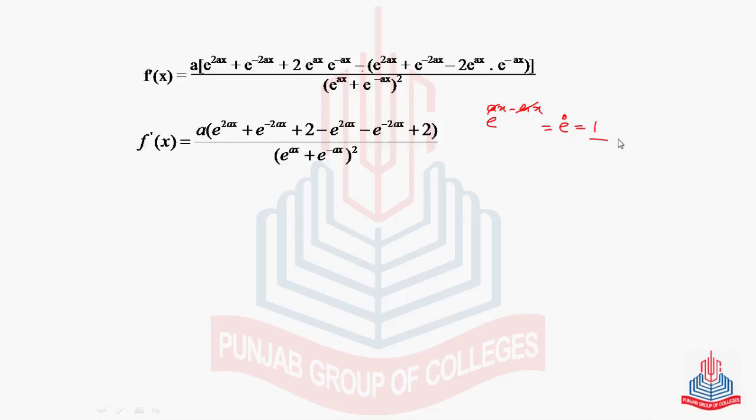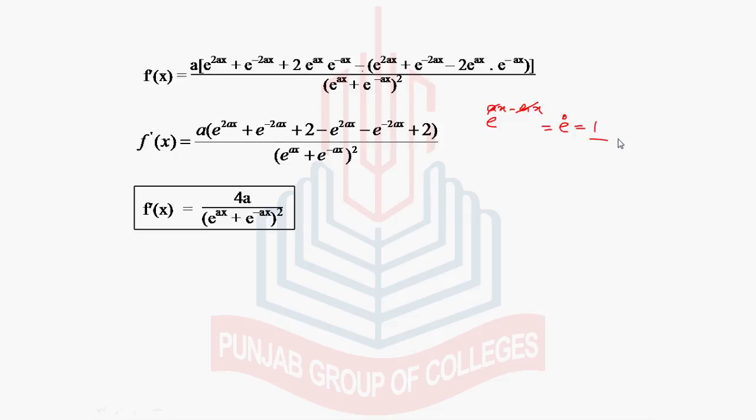So from here, these plus terms will be cancelled out by these minus terms. We have 2 and 2 will be 4, multiplied by a, that will become 4a, and (e raised to the power ax plus e raised to the power minus ax) whole square will be as it is. So finally this one is the required derivative of the given function.